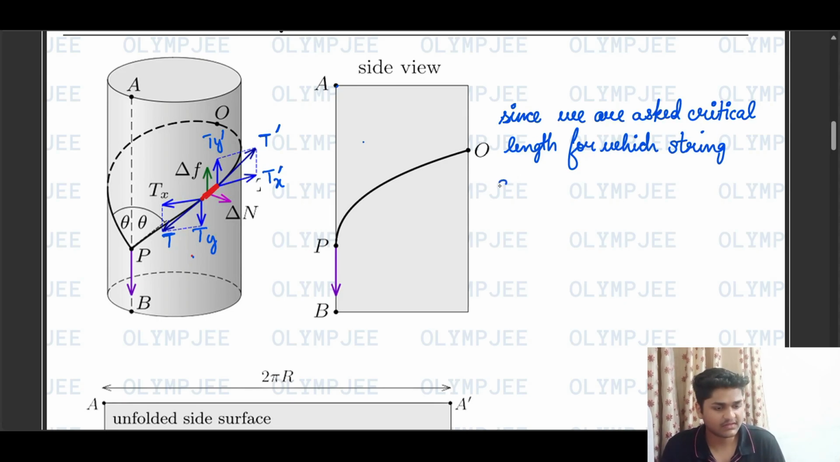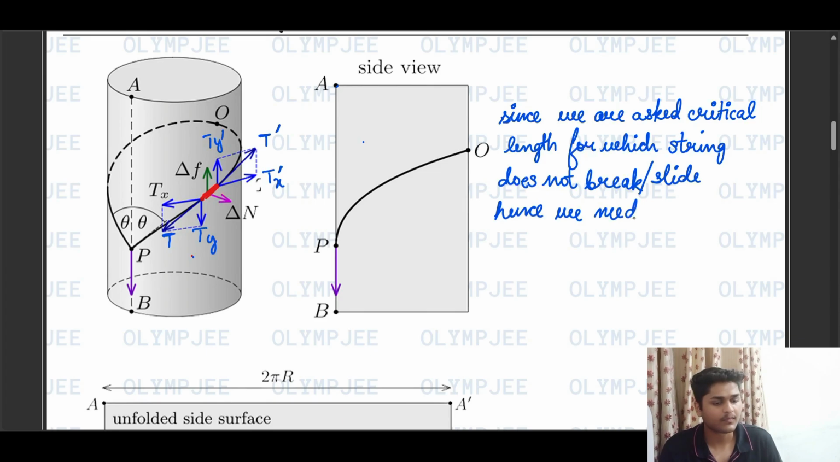We are asked the critical length for which the string does not break or slide. Hence we need to consider the maximum or limiting friction.